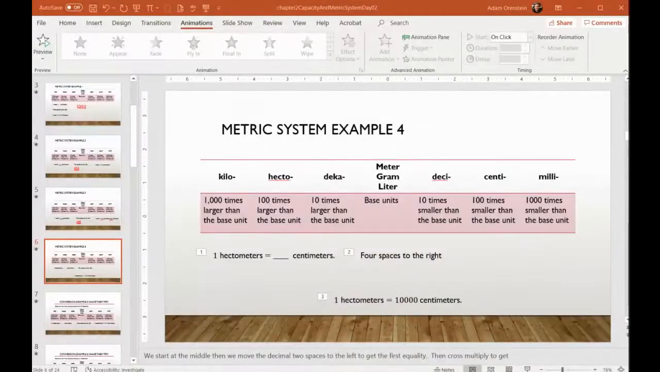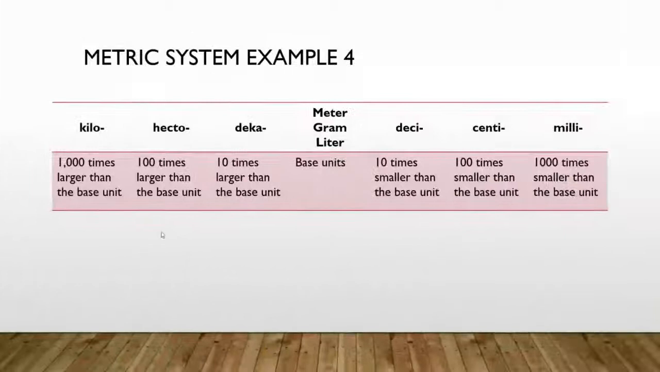Okay. All right. So here we have another example. In this case, we want to know how many centimeters 1 hectometer is. Hope I'm saying that right. So we have 1 hectometer. How many centimeters is that? Okay, so what do we do? Well, we're going to move the decimal point.